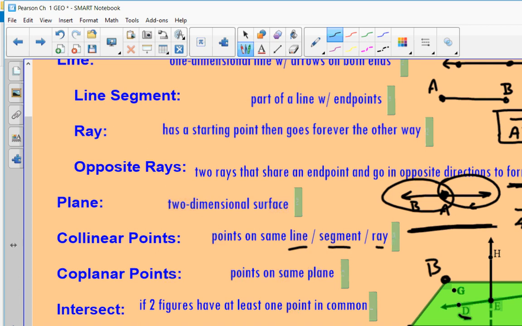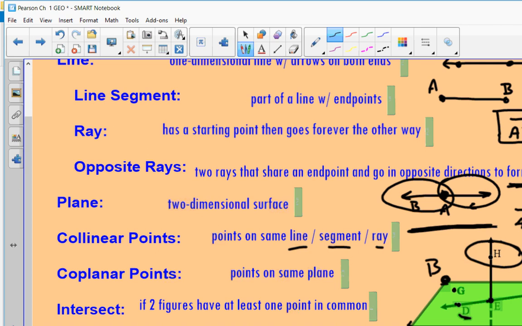Coplanar points are points that lie on the same plane. So if you look at this in our video here, G, D, E, and F all lie on the same plane. Okay. Also, A, B, C, and Z, the ones I put on there, all lie on the same plane, so they're coplanar. All right. If you look, H is not lying on that plane, so it's not coplanar with those other ones.